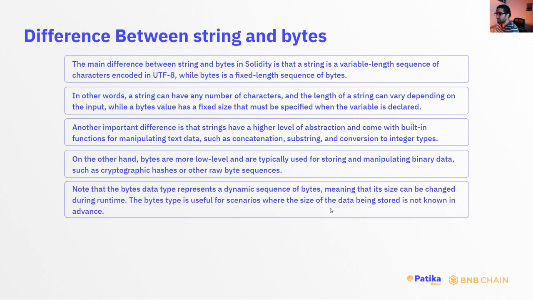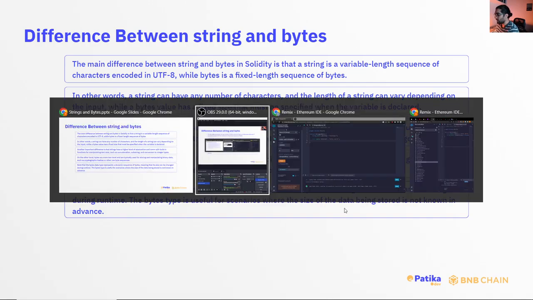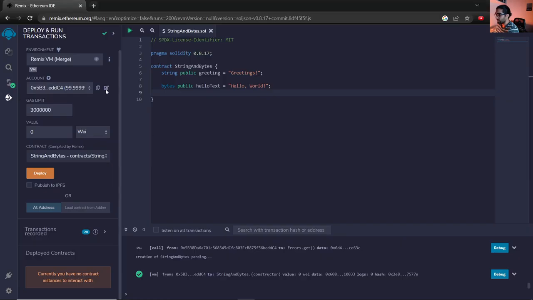Note that the bytes data type represents a dynamic sequence of bytes, meaning that its size can be changed during runtime. The bytes type is useful for scenarios where the size of the data being stored is not known in advance. So that's very important, and we'll be using the bytes type in our projects a lot, since it can be useful in a lot of places. For now, we just need to know that string and bytes can be used interchangeably, but of course they have some main differences. So let us see the code here.